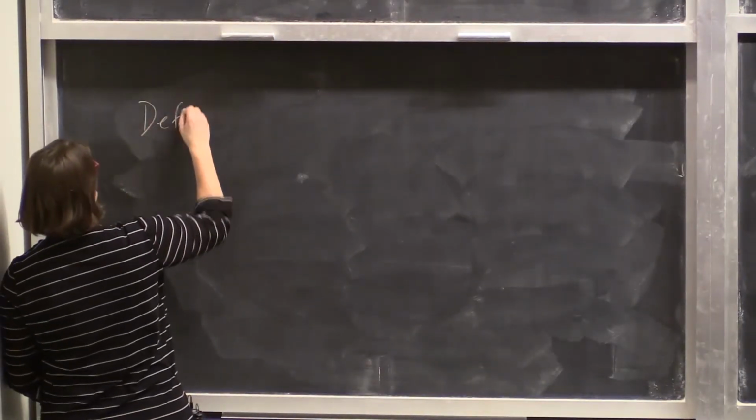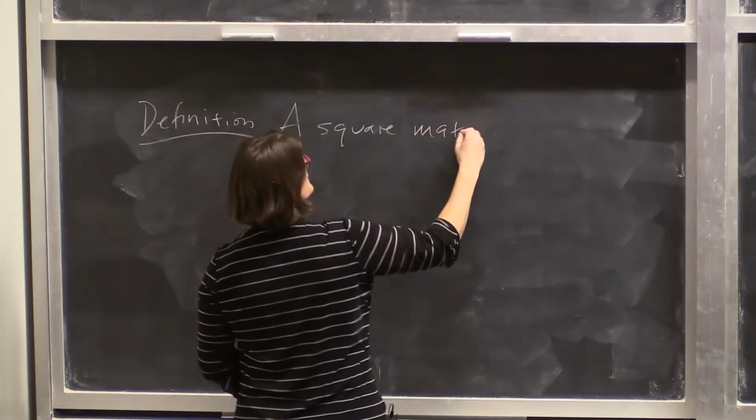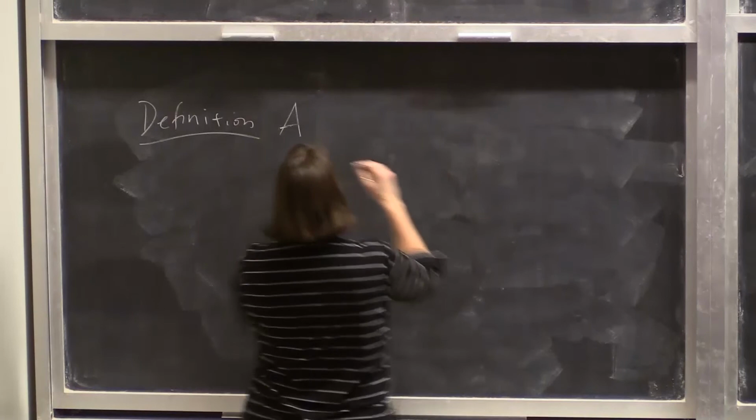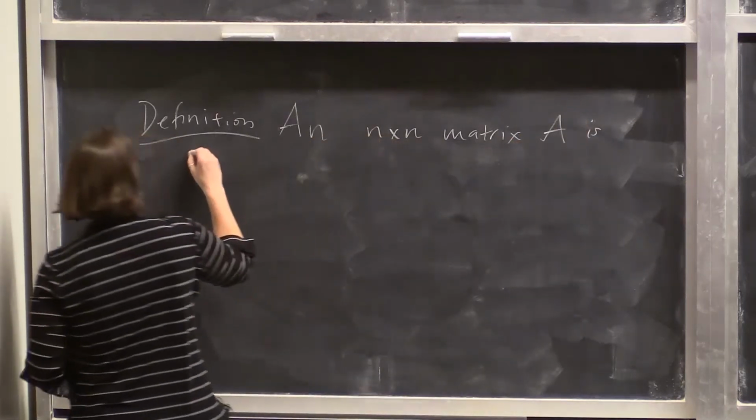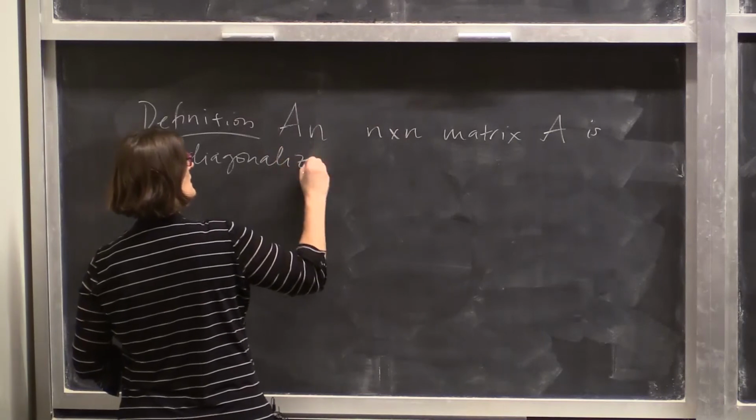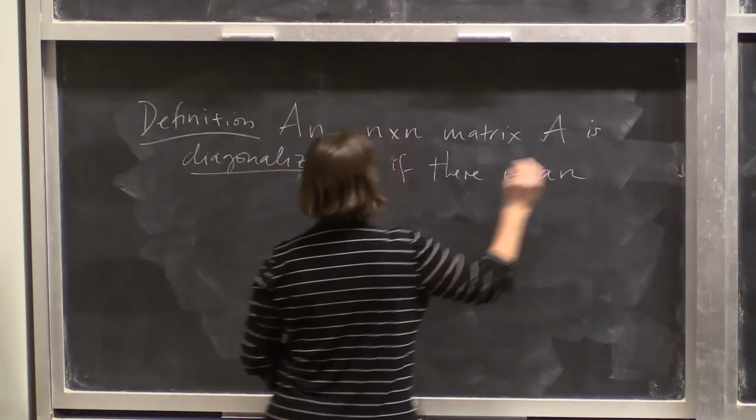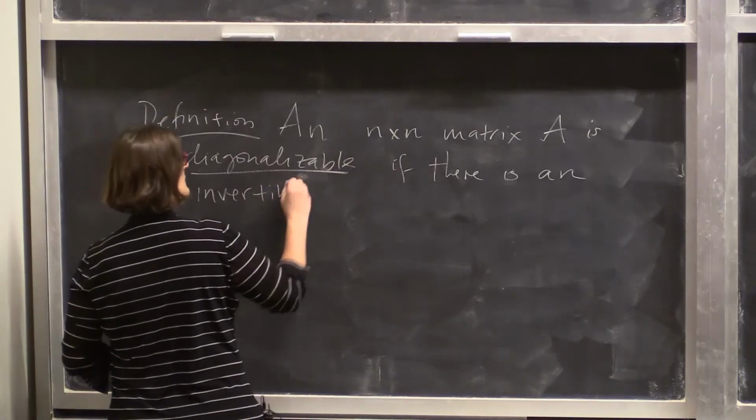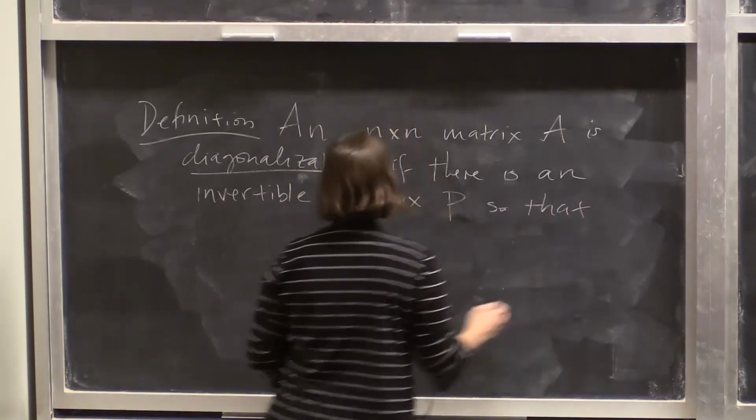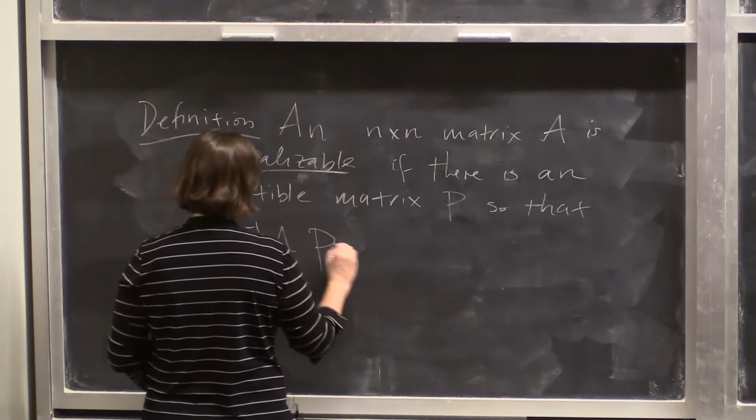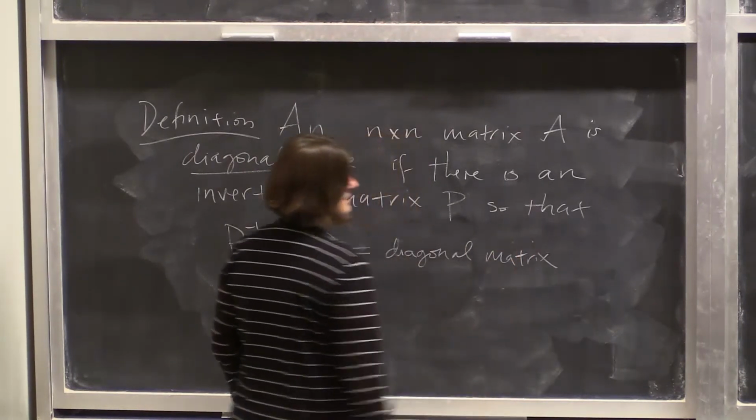So, definition. A square matrix, or an n by n matrix, A is diagonalizable if there is an invertible matrix P so that P inverse times A times P is a diagonal matrix. That's the definition.